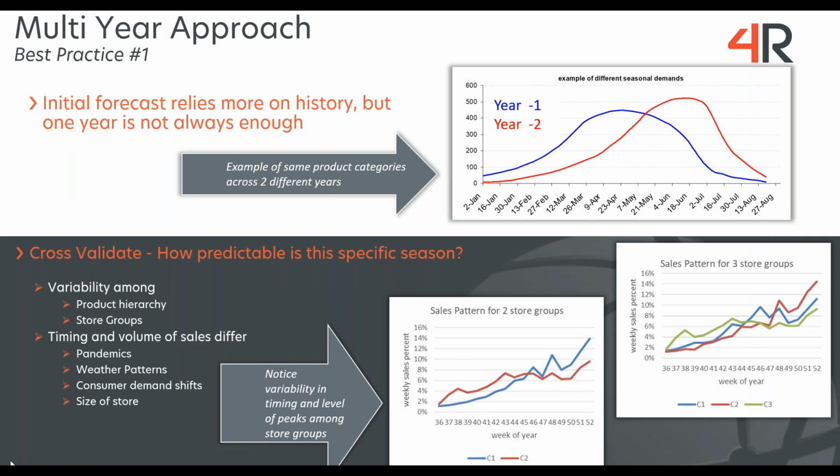The first best practice, using a multi-year approach when looking at history. To generate the initial forecast, yes, we need to leverage historical sales, especially since we are usually allocating brand new products, but we can't just look at 1 year. We need a multi-year approach to observe the behavior of sales year over year. The last year could have had anomalies, such as weather trends and supply chain issues, which impacts the timing and the level of sales differently when compared to previous years.